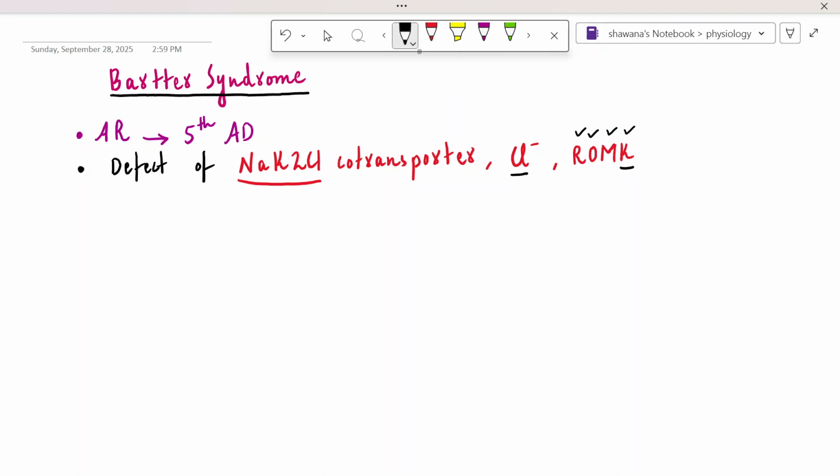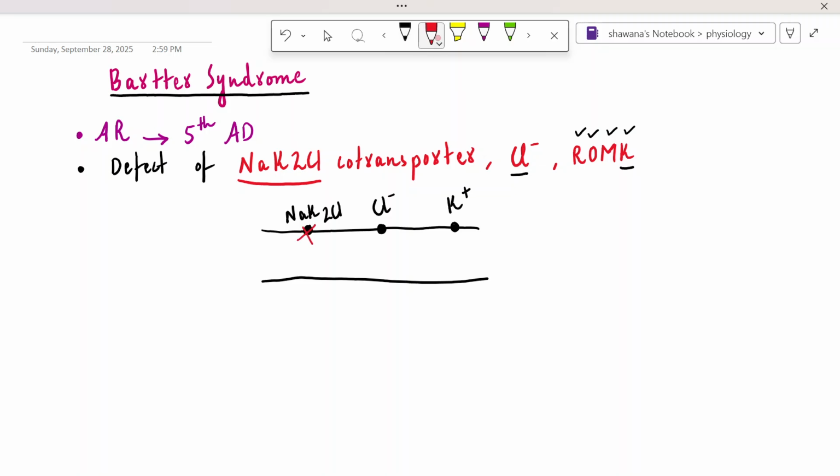So what I'm trying to explain is that there are defects in three channels. The main one is the sodium potassium 2-chloride, right? It is the main channel that is defective. The second is the independent chloride channel, and the third is the ROMK channel, that is the potassium channel. So all three channels in the thick ascending part of loop of Henle are defective.